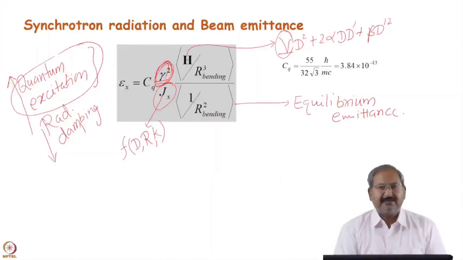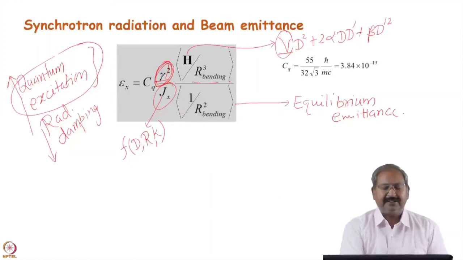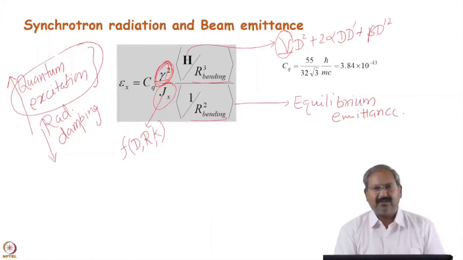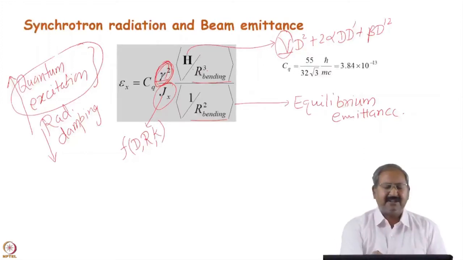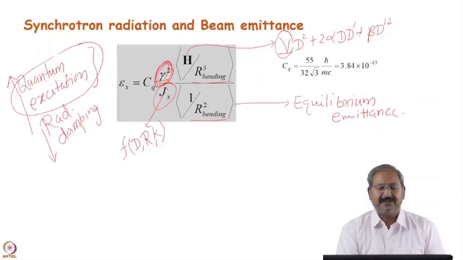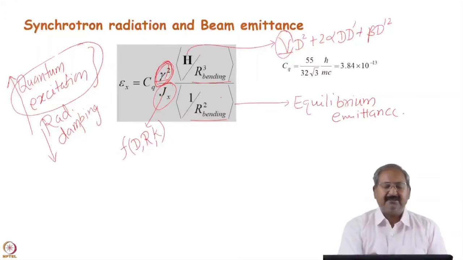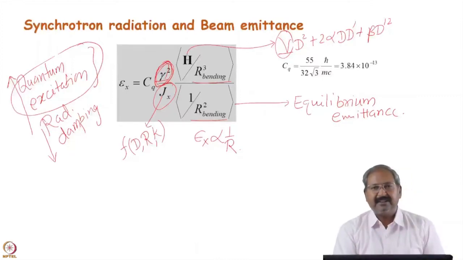And now you can see that if R is constant, R bending is constant in a synchrotron, means all the dipole magnets have the same bending radius. There are no different kinds of dipole magnet used in making the lattice. Then we can write H by R cubed. R will be outside of this average bracket and they will be 1 by R formula. Finally, emittance x in that case will be varying with 1 by R. Means if you are making R larger, means smaller bending per magnet, then you will get a smaller beam emittance.